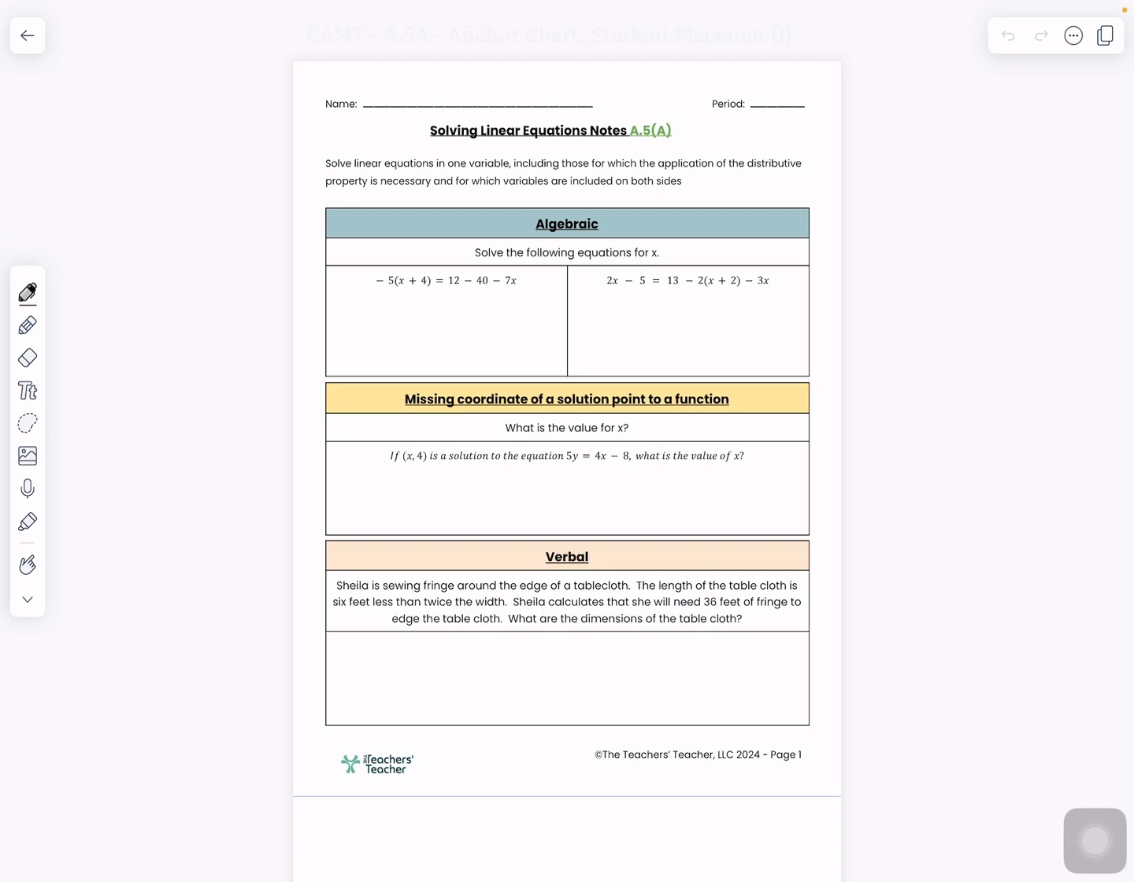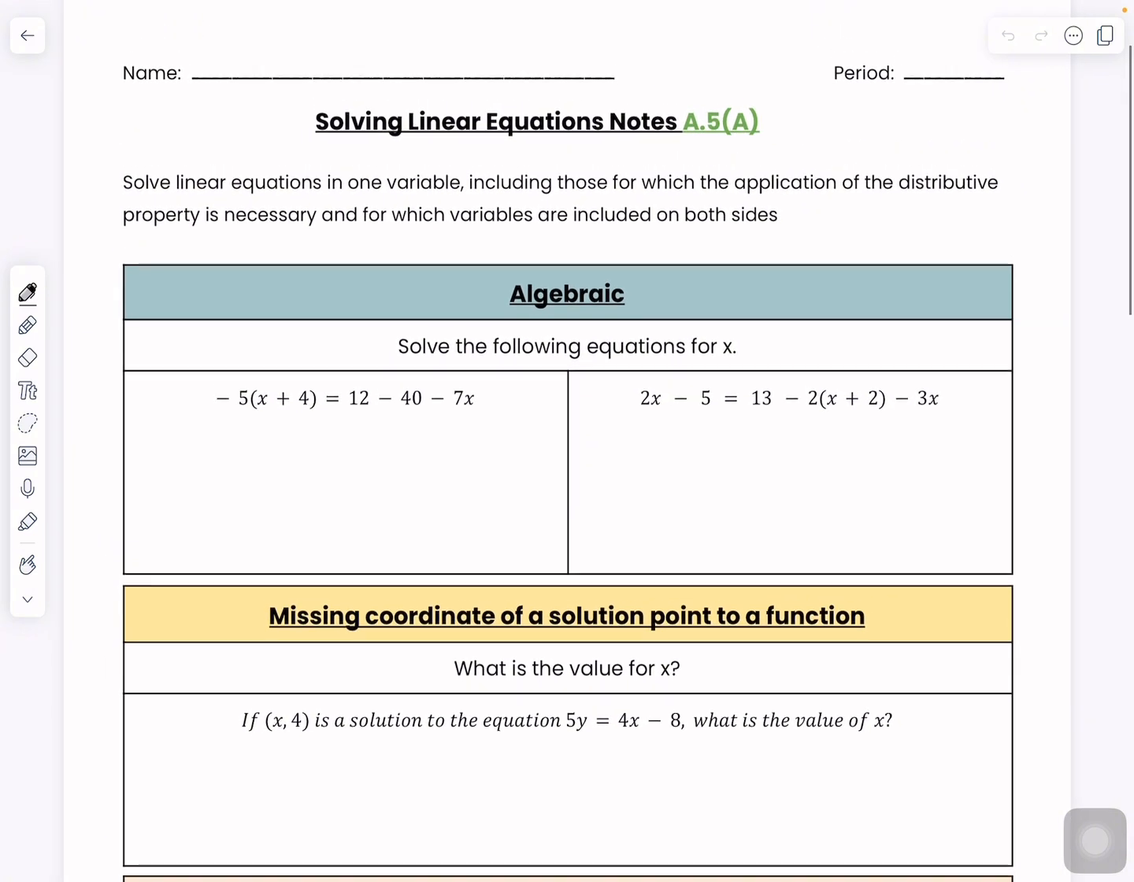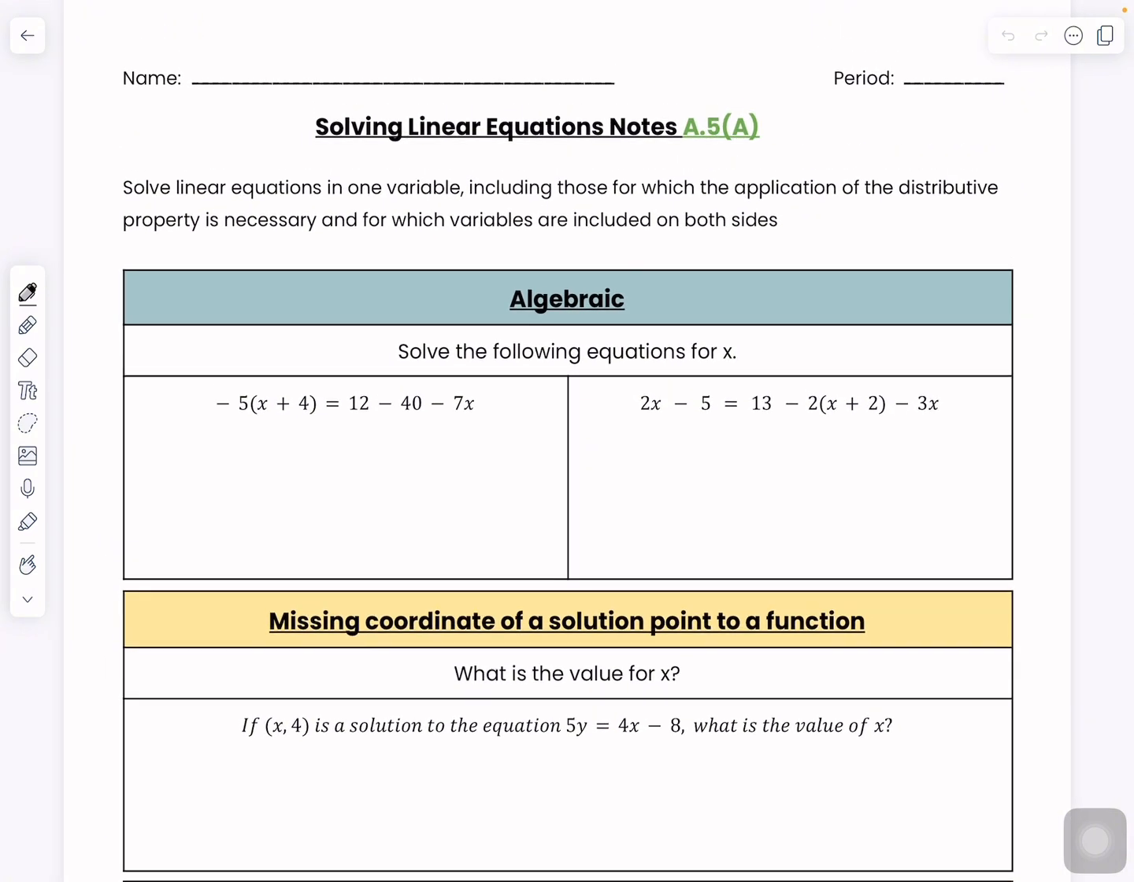Make sure to follow along with the guided notes provided as we look at these examples together. We're going to solve linear equations in one variable, including those for which the application of the distributive property is necessary and for which variables are included on both sides. Let's take a look at example 1.